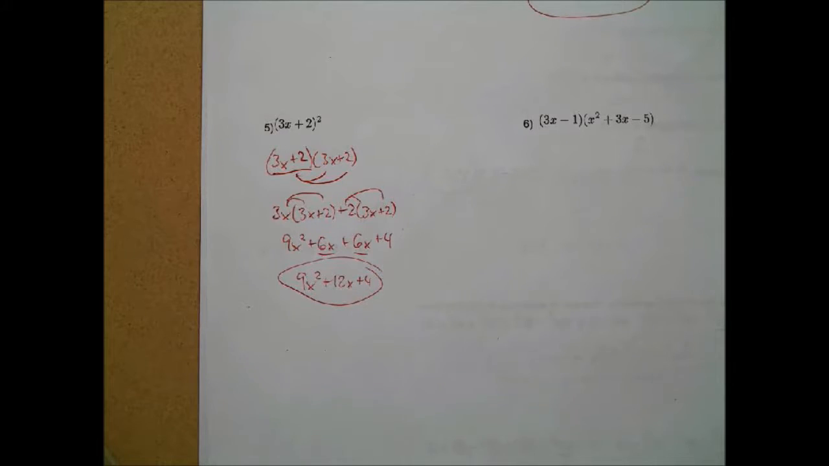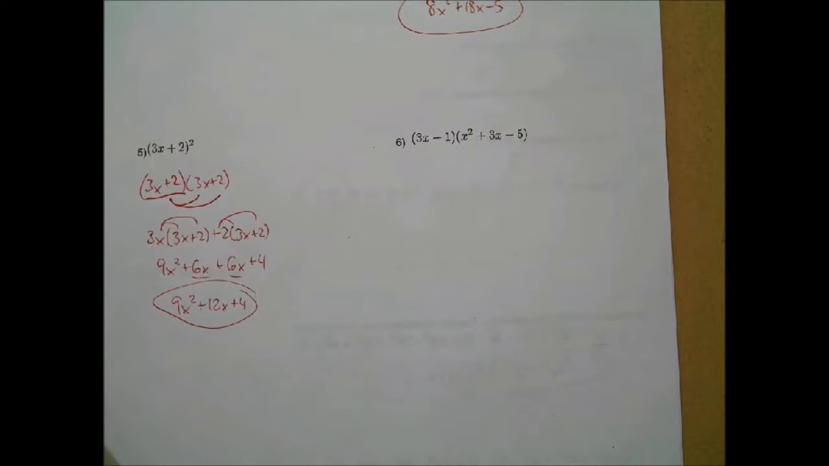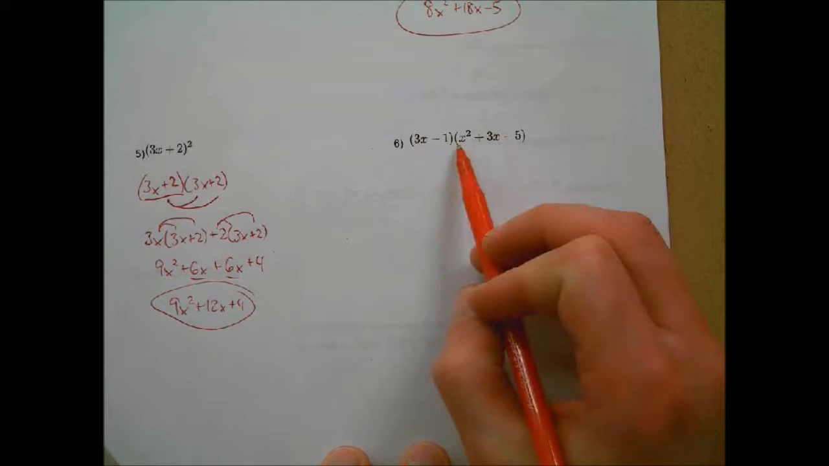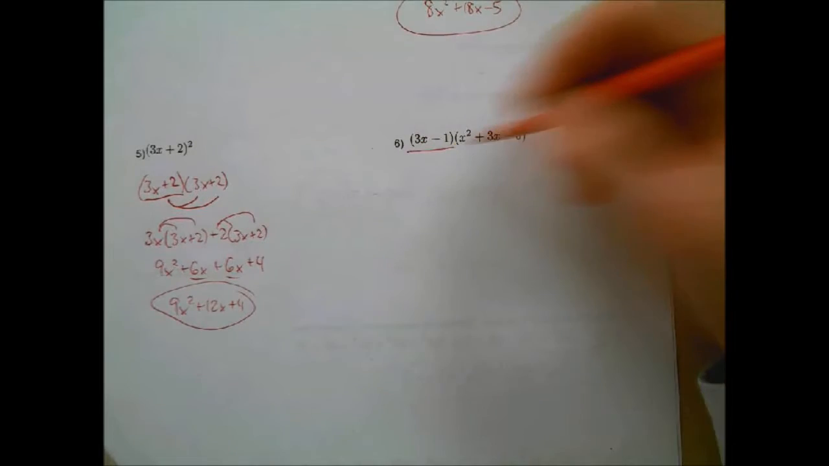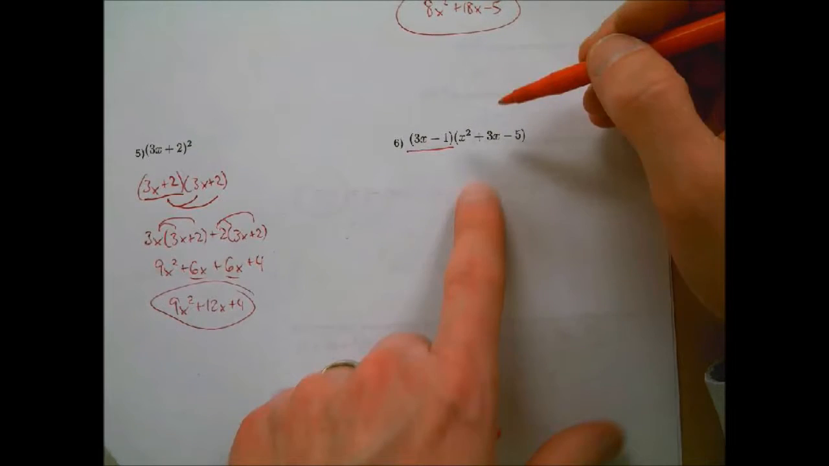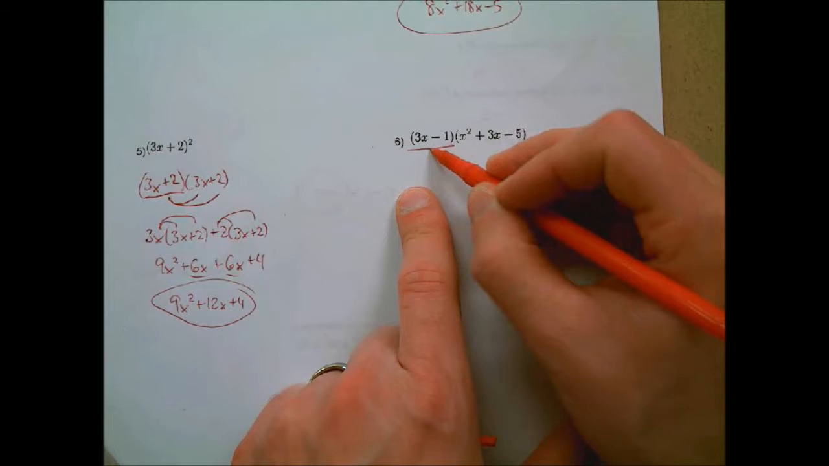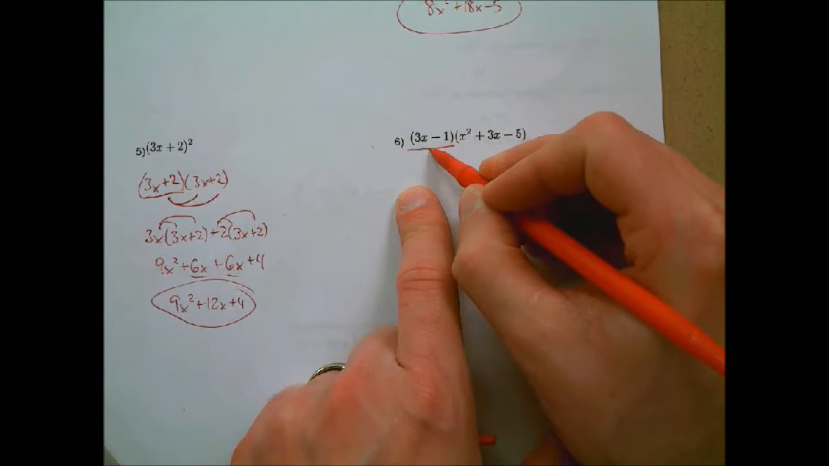Number 6 is the same way, okay? So we have 3x minus 1 in front of the parentheses here. So we're going to distribute this 3x minus 1 to what? 3x minus 1 multiplies with the, go ahead, Reagan. X squared. What else? And, yeah, the minus 5.